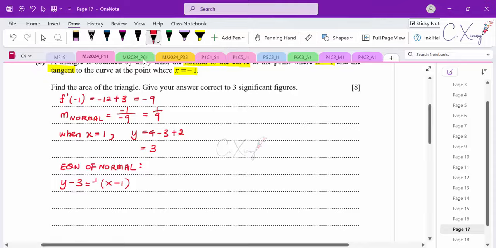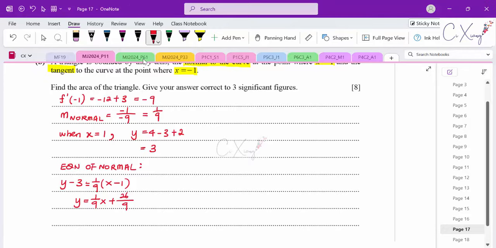Okay, so 1 over 9. If you simplify all these things here, you'll have y equals 1 over 9 x plus 26 over 9. And this is my equation of normal at x equals 1.